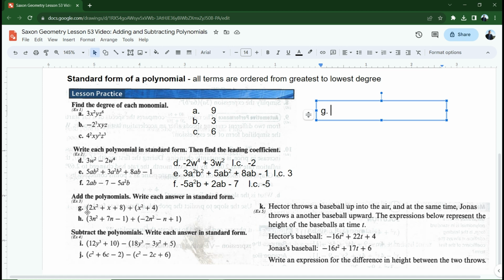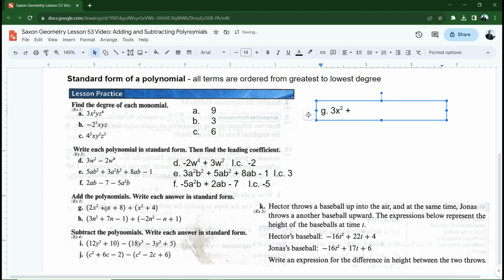That's why I can't just add these together. I have to keep these separate. But if I have two x times x's and then plus another x times x, then I can say I have three x times x's. You get my drift? So here we go. This is going to be 3. When I add those two together, it's going to be 3x squared. Okay, I'm just adding the like terms.